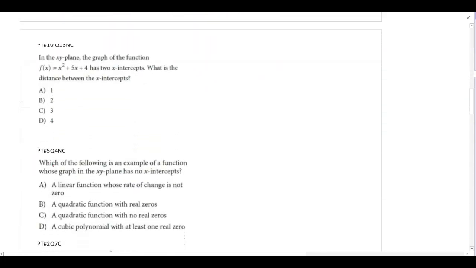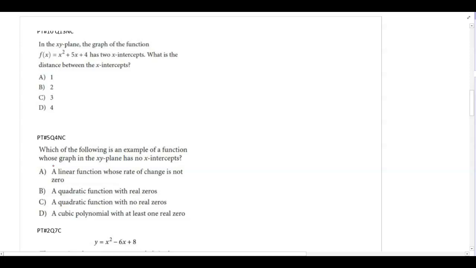Second example, in the xy-plane, the graph of the function f of x equals x squared plus 5x plus 4 has two x-intercepts. What is the distance between the x-intercepts? So anytime we're finding the x-intercepts, this is a no calculator question. So what we're going to first do is see if this is factorable. Are there any numbers that multiply to give me 4 and add up to 5? And those numbers would be 4 and 1. So I'm going to go ahead and factor that as (x plus 4) times (x plus 1).